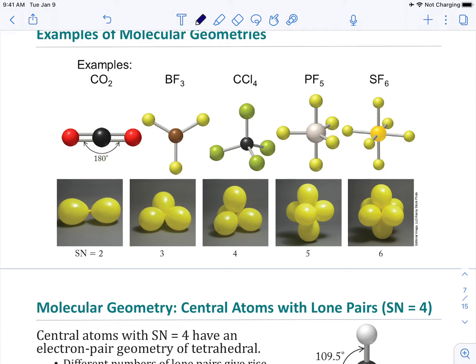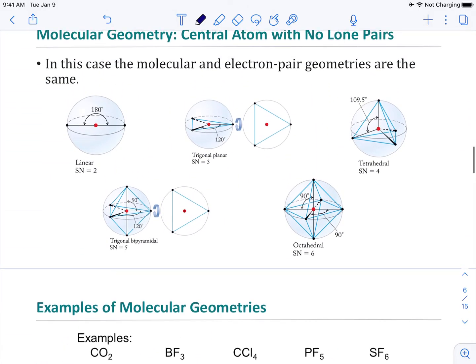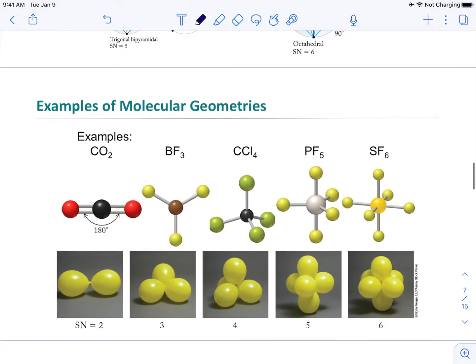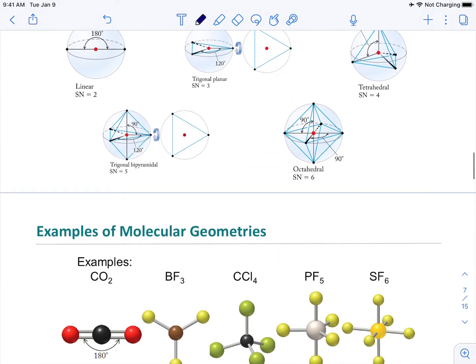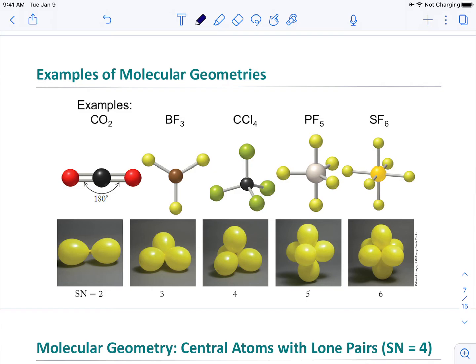Carbon dioxide is linear. BF3, boron trifluoride, is trigonal planar. Then you got tetrahedral for carbon tetrachloride. And you have PF5 here, and then you have SF6. And they're going to be your trigonal bipyramidal and octahedral. And those are your steric numbers.